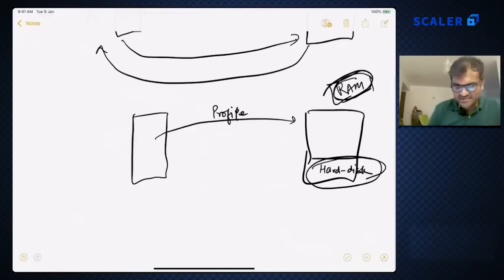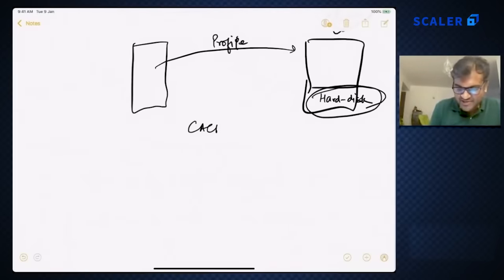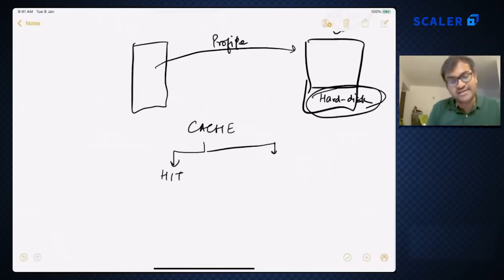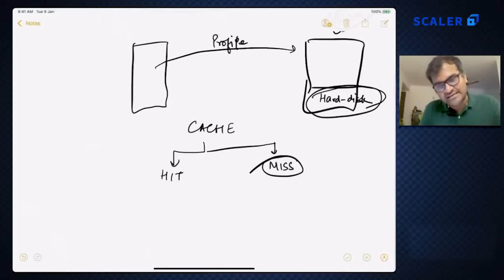And that process, by the way, is caching. And when I find data in my cache, it's called a hit. When I do not find the data because it is not present, I'll have to go to the departmental store or go and read from this hard disk. That is called a miss. So whenever you find data in the cache, it's a hit. You don't find it, it's a miss.